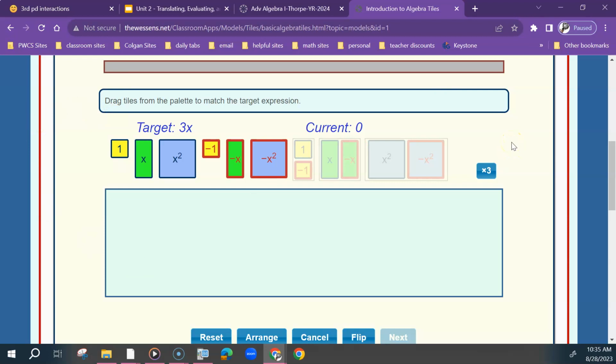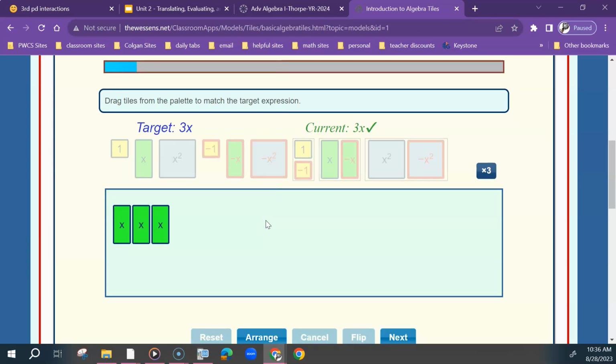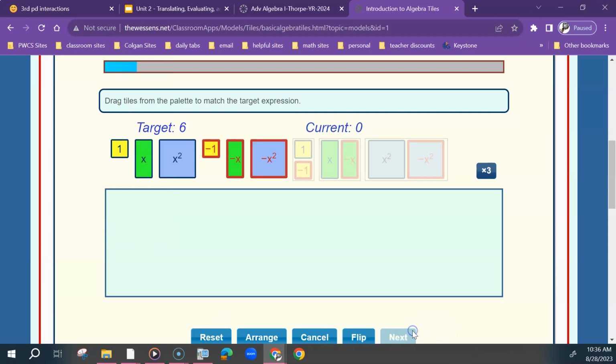So we have to figure out how would we model 3x. Which tiles would we use? The rectangles, the x's, and the positives or the negatives? Positives. Now, if you are using this website, if you choose this times 3 over here and put whatever, it will multiply it by 3, so you don't have to bring down 3 different ones. So 3 green x's, so you should have that modeled on your desk. 3 green x's to show 3x. Right? And that would be 3x. So going on to the next one.